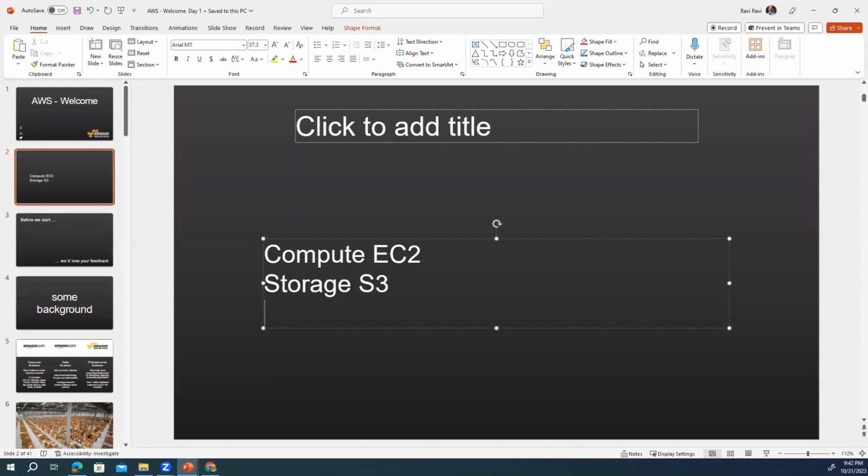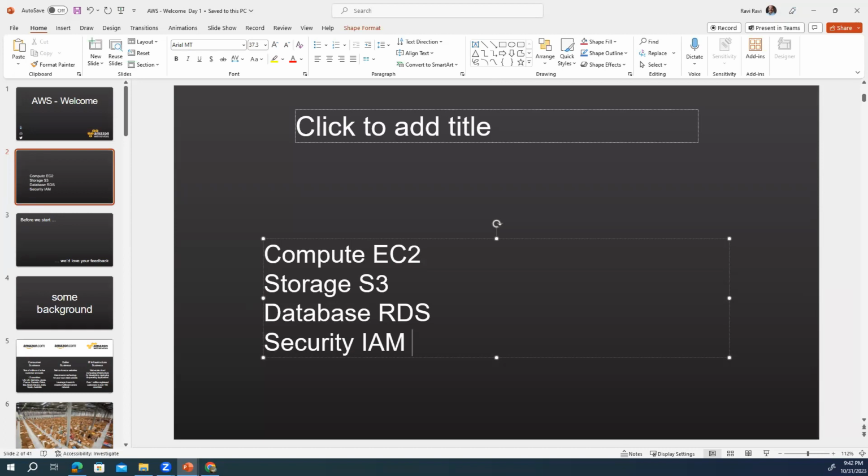When you talk about a database, in the database, we'll be talking about something like RDS, Relational Database Service. And then when we talk about security, we'll be talking about something called IAM, which stands for Identity Access Management. And here in networking, what we do is we'll talk about something like VPC, Virtual Private Cloud, and then we'll also talk about subnets.